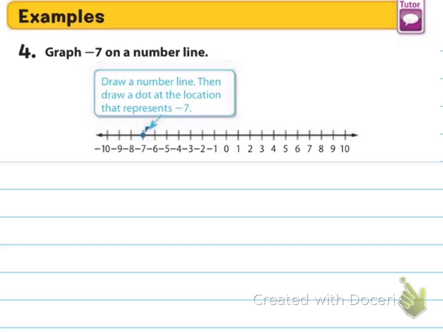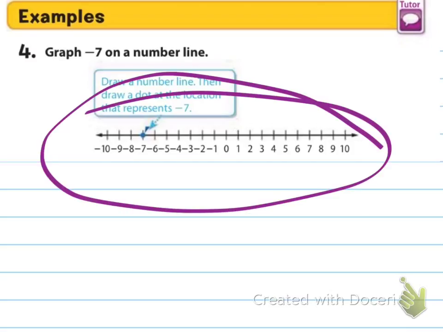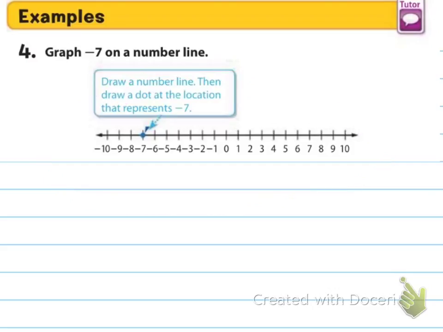I do not want you guys spending all this time. How many numbers do I like on my number lines, people? 3. Okay, so this would be insane. So if you spent a bunch of time doing that, I would not be happy.